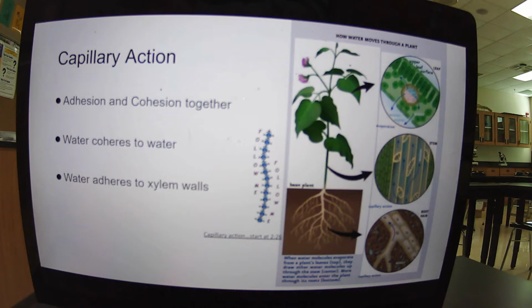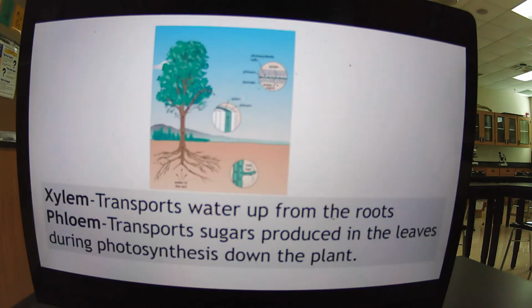Hold on. Okay, the next thing I do want to talk about briefly is this. I just want to show you what it looks like. Okay, so we have the xylem, which transports water up from the roots, and we also have the phloem, which transports sugars produced in the leaves during photosynthesis down the plant. Okay, so both these things, guys, are going to be important, especially for today. We need to know the xylem, we need to know capillary action, we need to know adhesion, and we also need to know cohesion. Okay, so capillary action, guys, just remember that it is adhesion plus cohesion, and we're going to start moving forward with everything else.